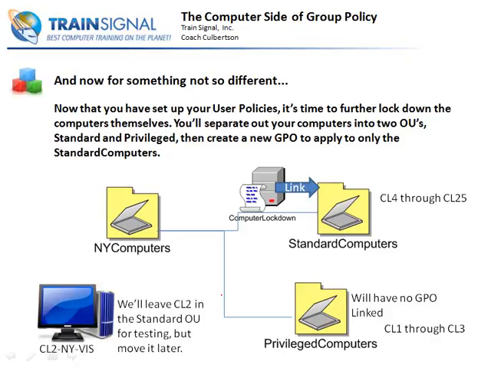Now, just so you know, for the time being, we should probably leave CL2 out. That's Jamie's machine, because we're using it to test all of our group policy settings. And if we throw it into privileged computers, we won't be able to actually test out to see if our policies are actually working. So we'll go ahead and we'll leave it in standard computers for the time being, but then we'll move it back over to privileged computers later on after we're done with our testing, okay?